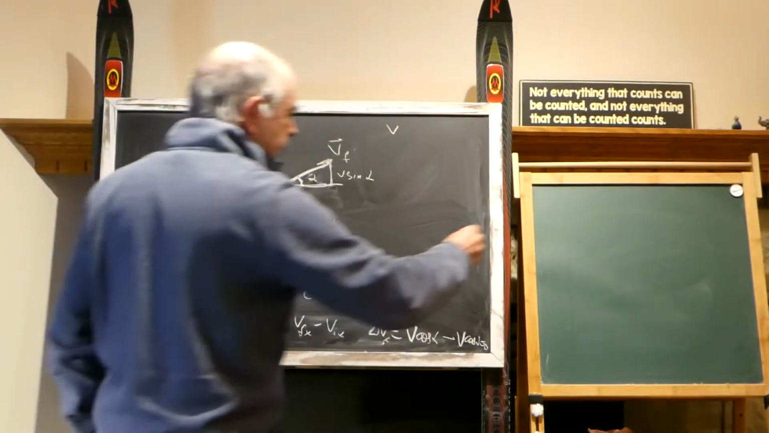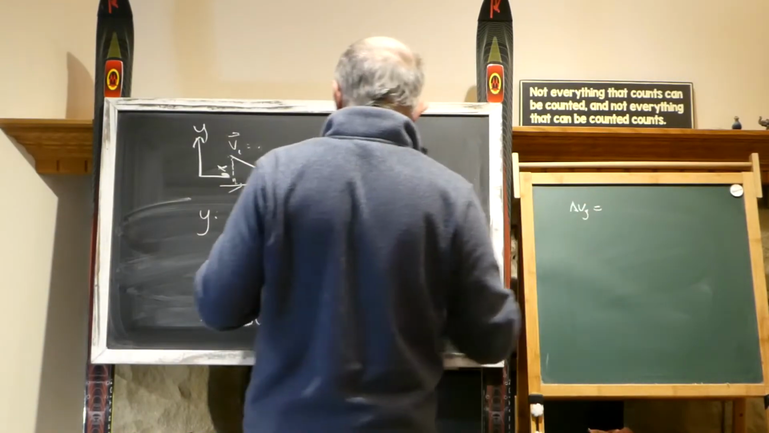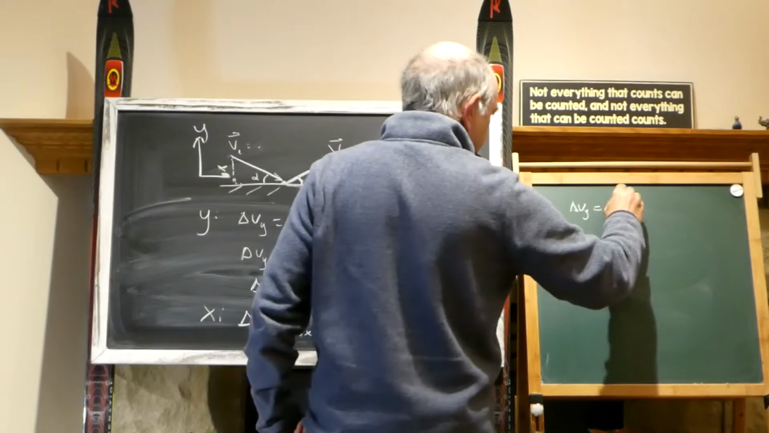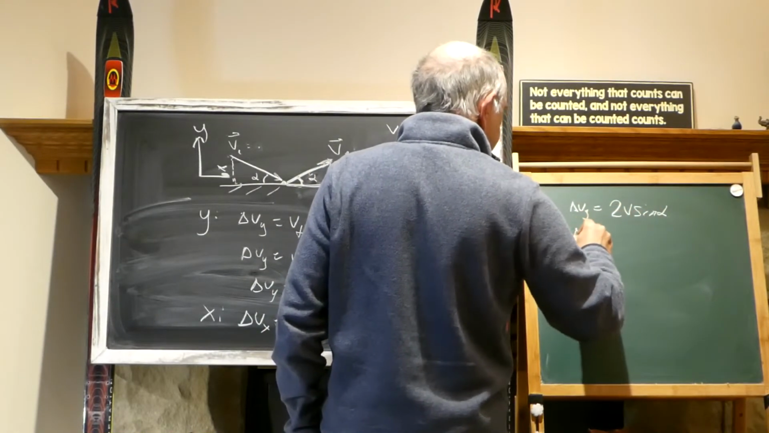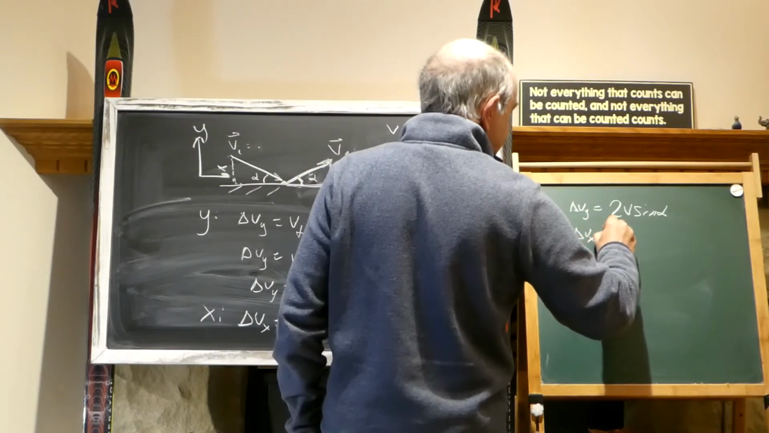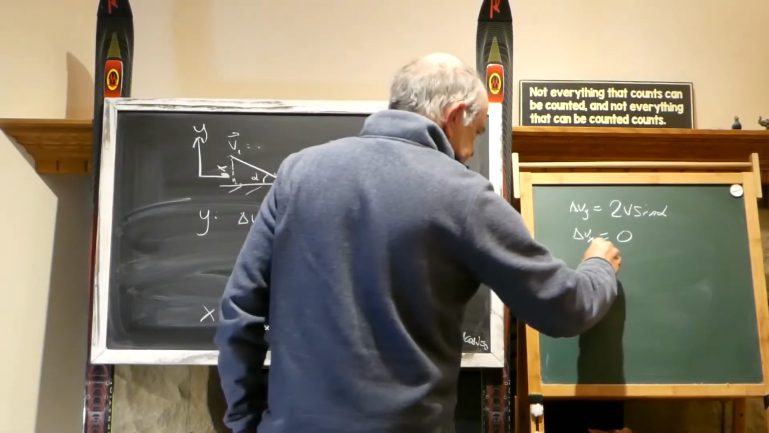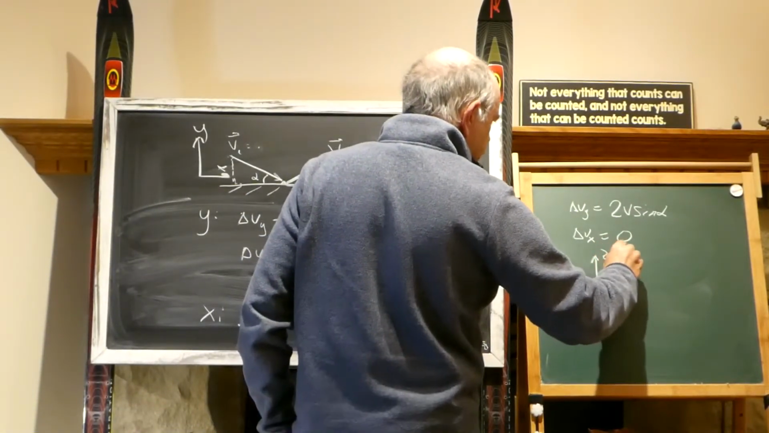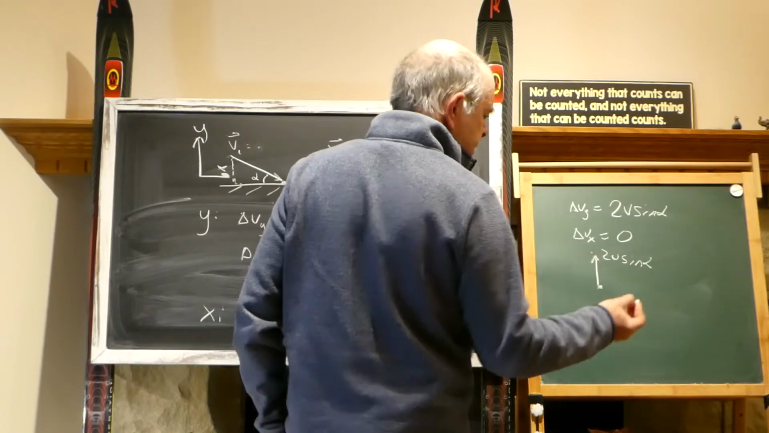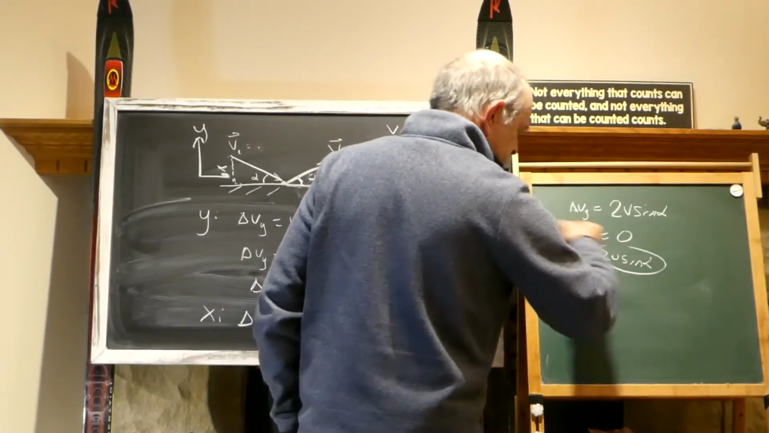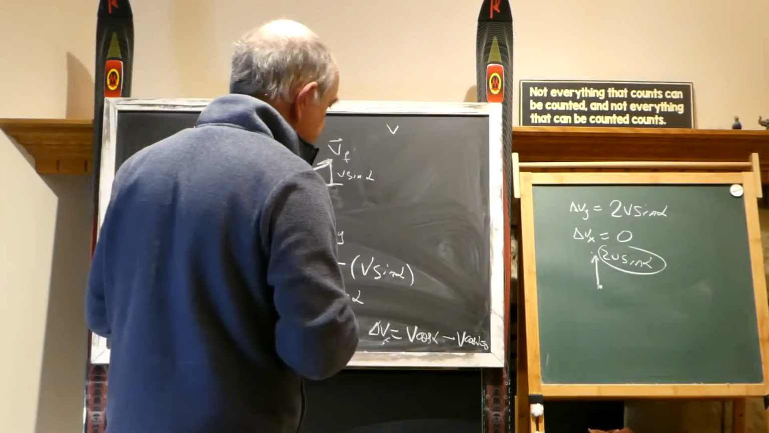So I have delta vy, I got it, and I'm starting from y-axis for whatever reason, and delta vx is 0. So my vector has this component 2v sine alpha and has 0 component. So the vector is vertical and I know what length it is. Its length is 2v sine alpha. It's how much the speed changes.